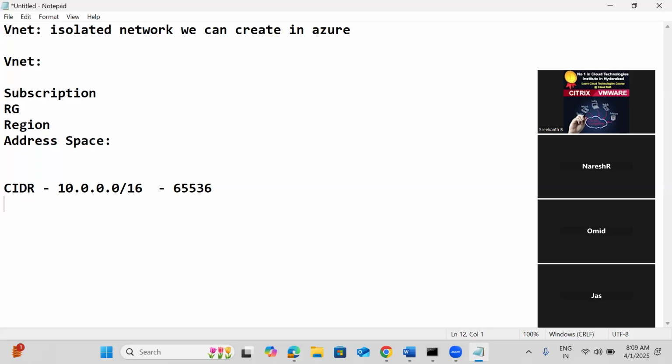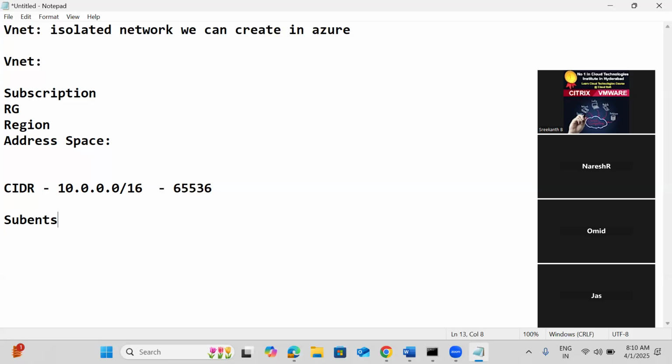So here, are we getting IPv4 or IPv6? IPv4. As of now, we are getting IPv4. If we want, optionally, we can add IPv6 also. After this VNet, we are dividing this into subnets also. Logically, we are dividing those into subdivisions. Okay, so those are called subnets.